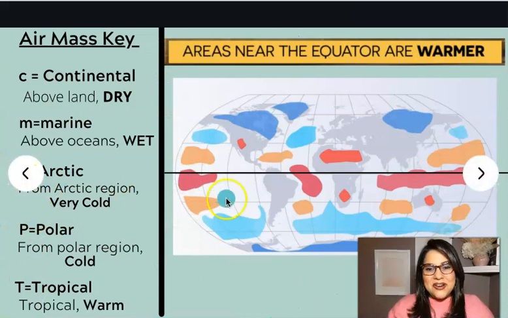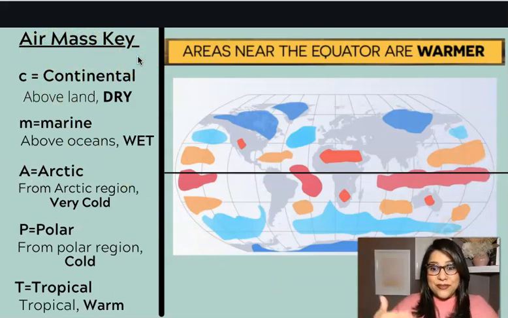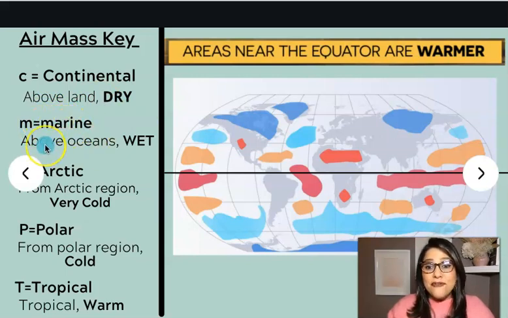So here is a visual of all the air masses. And now let's go over the air mass key. So let's transfer what we learned previously to what we're going to do moving forward. C is a symbol or the letter that stands for continental, a continental air mass. That means it's above land and it's dry. The M stands for marine, which means that it's above oceans and that air mass is wet.